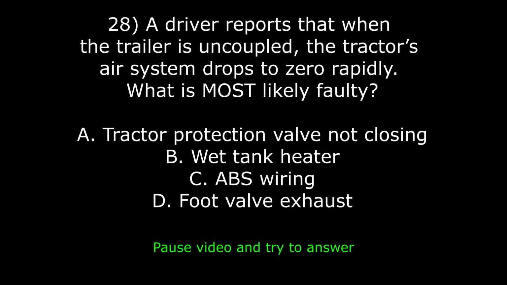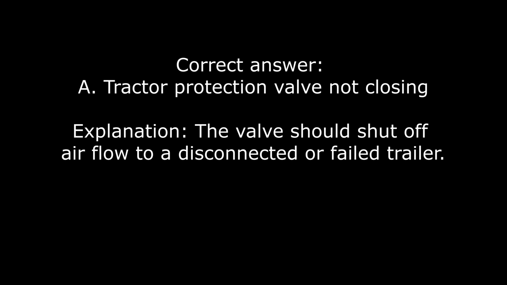28. A driver reports that when the trailer is uncoupled, the tractor's air system drops to zero rapidly. What is most likely faulty? A. Tractor protection valve not closing. B. Wet tank heater. C. ABS wiring. D. Foot valve exhaust. Correct answer? A. Tractor protection valve not closing. Explanation: the valve should shut off airflow to a disconnected or failed trailer.